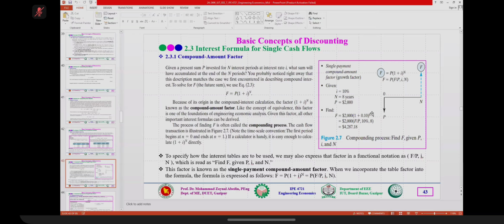0.1 to the power 8. This value you can easily calculate by your calculator. This value will come that one. Okay, means the first line and the first line is same. So P is 2000 bracket 1 plus I is 0.10 to the power capital N is 8.